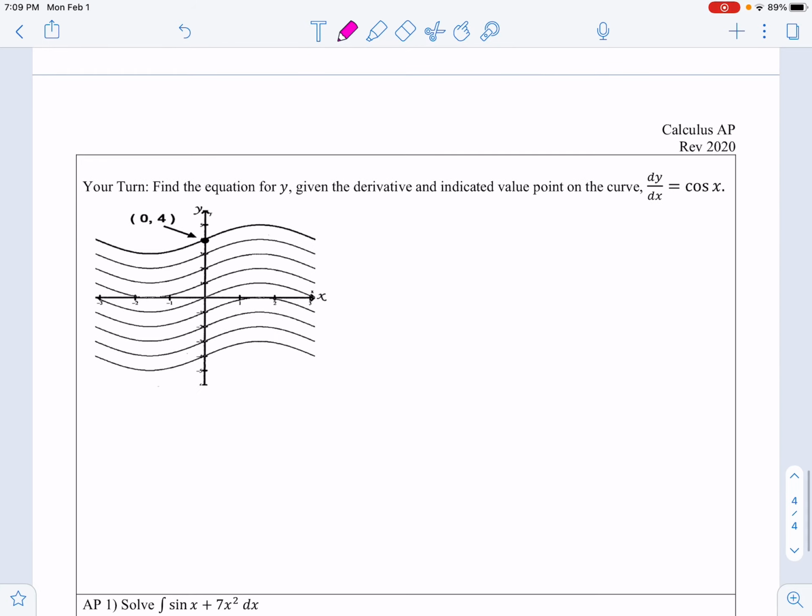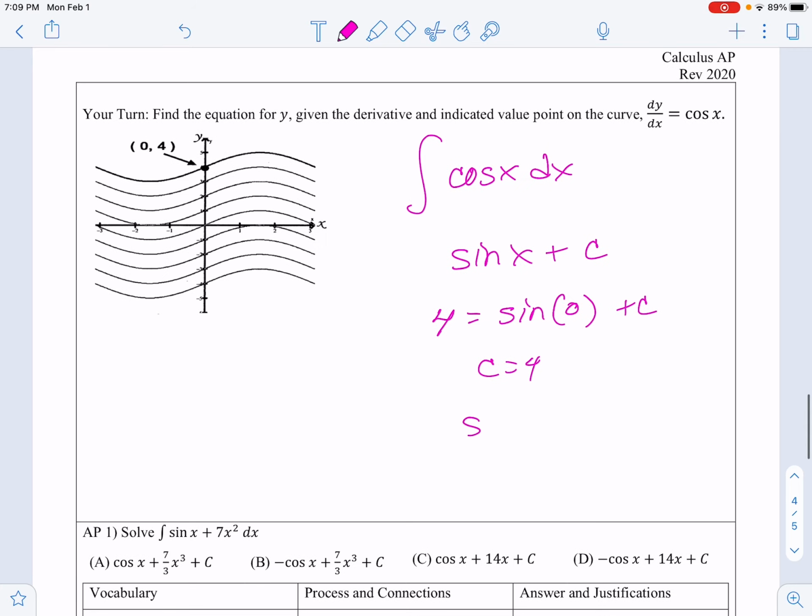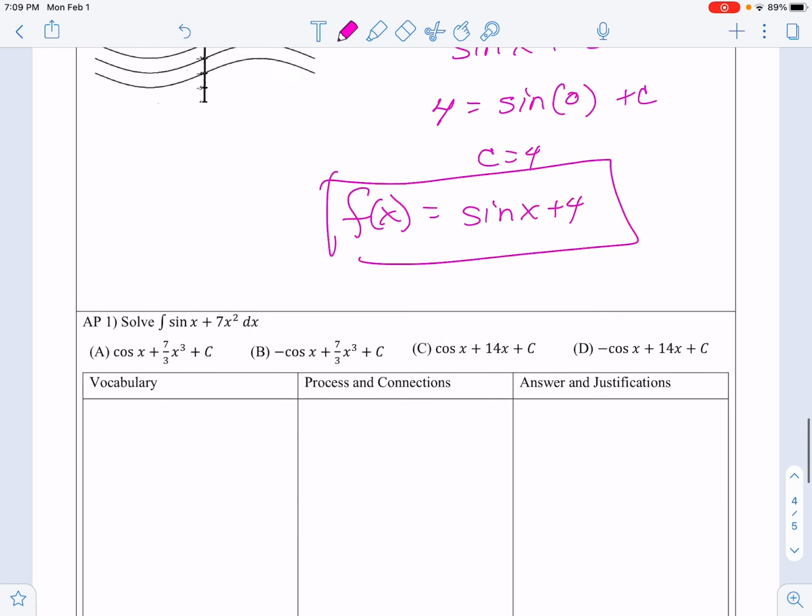Same thing here. They want me to integrate the cosine of x dx. The antiderivative of the cosine is sine x plus c. And you plug that in, and you get 4 is equal to the sine of 0 plus c. The sine of 0 is 0, so c is equal to 4. So this is the sine of x plus 4. Good problems.